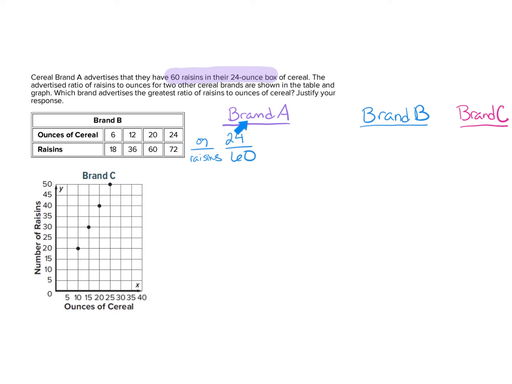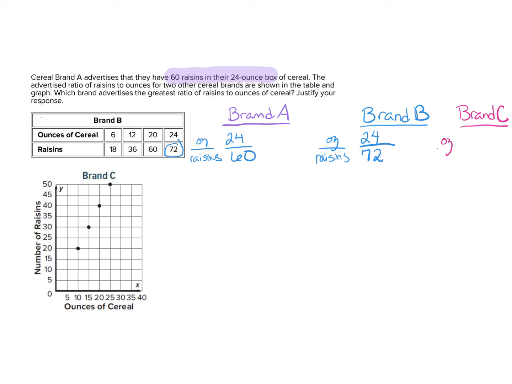Okay, so in this brand A, 24 to 60. Brand B, let's see if they have a 24 in the chart. 24 ounces of cereal. They do. They have this 24 here, so I want to use that in brand B of our ounces to raisins comparison. And how many raisins are there when you have 24 ounces of cereal? There's 72 raisins. Okay, so we've written that ratio and organized it.